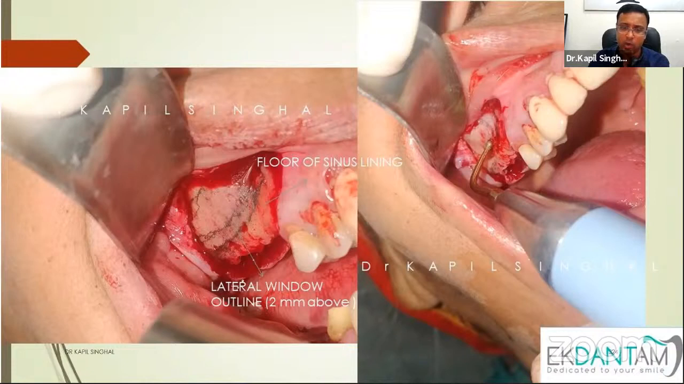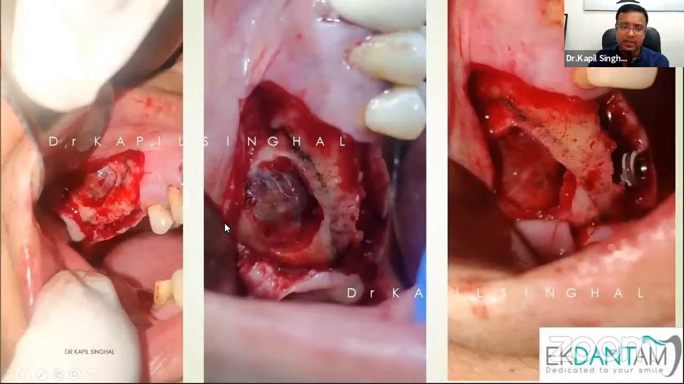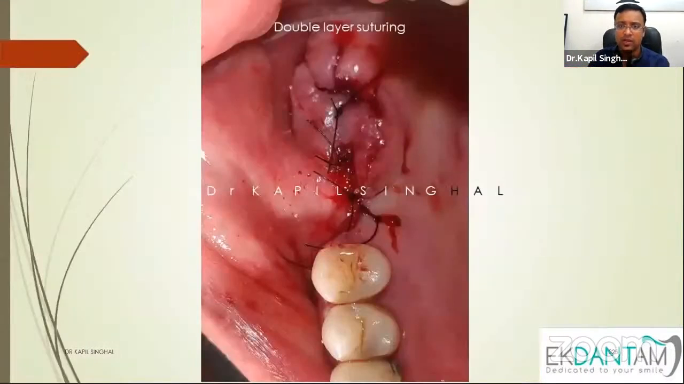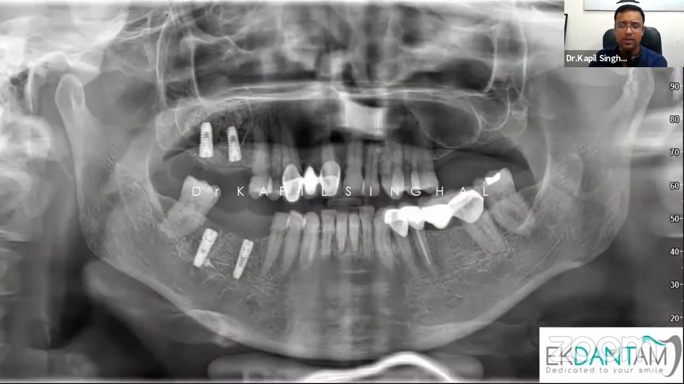The window was created 2 mm above the floor of the sinus. You can see I have marked the floor of the sinus, and I created the window 2 mm above it. This is the sinus membrane, and we placed the implant immediately, and the bone height was initially just 2 mm, and we grafted it. And this was the closure that we achieved after the sinus lift. Okay, and this is the post-op X-ray.